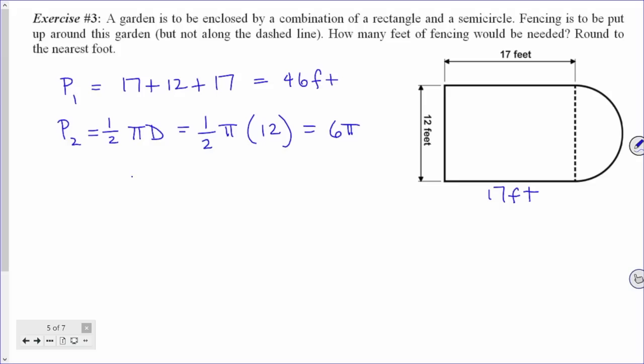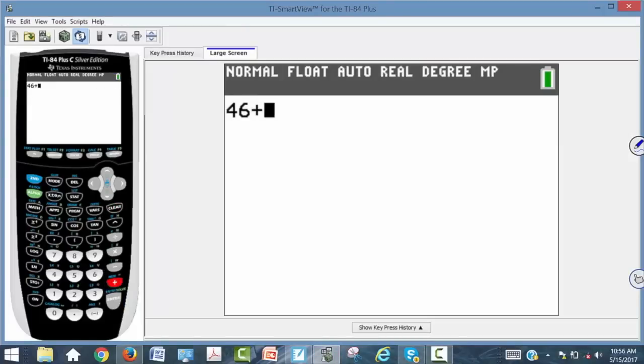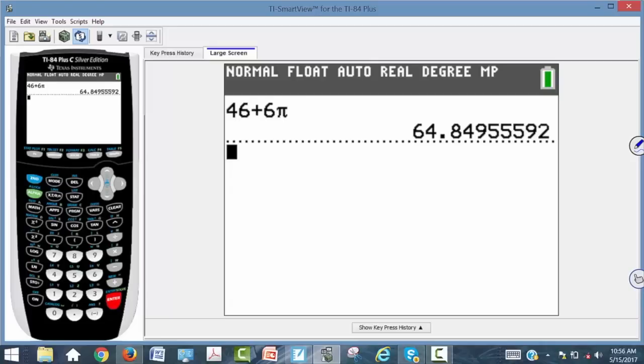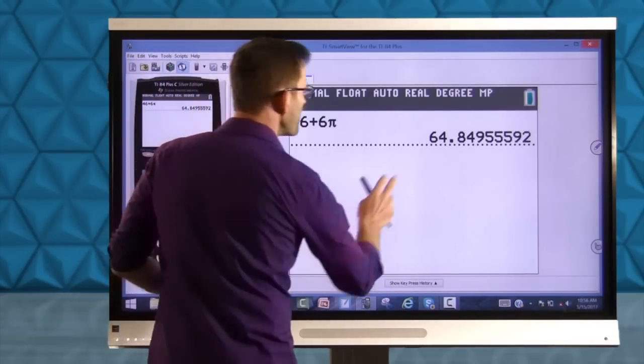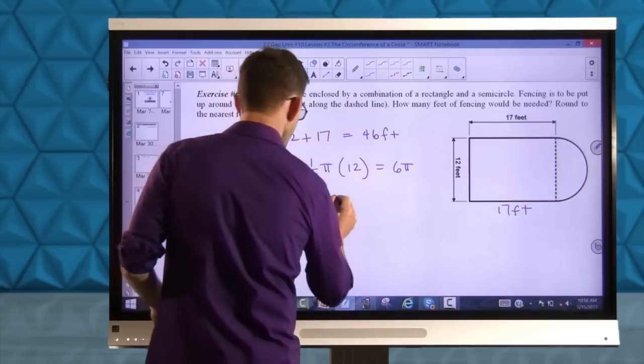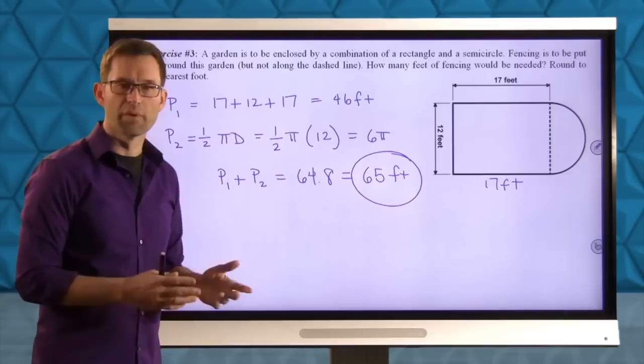So we need to have that P1 plus P2. That 46 plus the 6 pi. So let's take a look at that. 46 plus 6 times pi. And that's going to be 64.849, etc. Let me put the 64.8 up there for now. And then that, rounded to the nearest foot, is 65 feet. All right, should be simple enough.